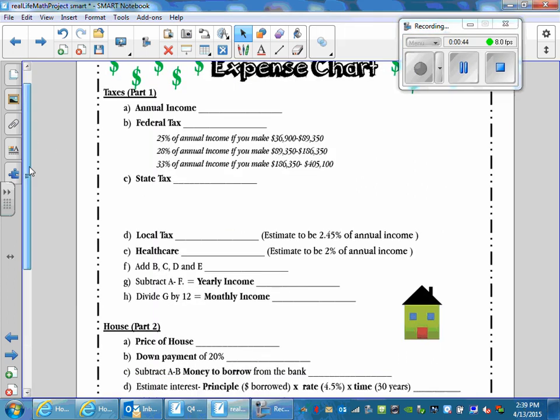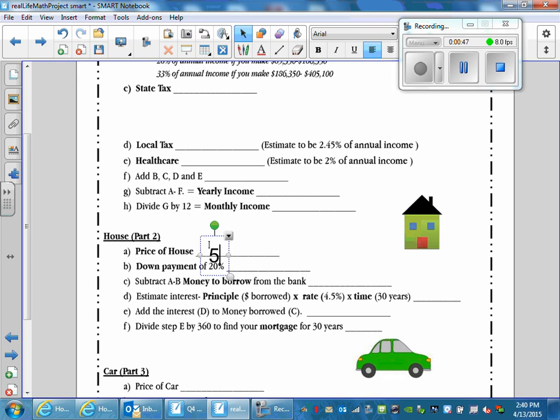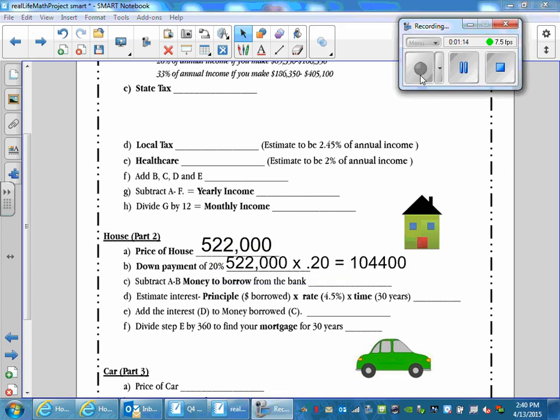All right, so on part 2 here, it says the price of the house. So it's $522,000. Then it says the down payment. So your grandparents or somebody you know or a stranger is just going to give you that down payment, so we won't take that off of your money, and that'll be less what you owe. So $522,000 times 20%. Remember, we have to do 2 bumps to the left, so that'll be times 0.20. So I'll go ahead and do that on my calculator. All right, so down payment, I'm going to put $104,000 down, and that ensures that I get the house.